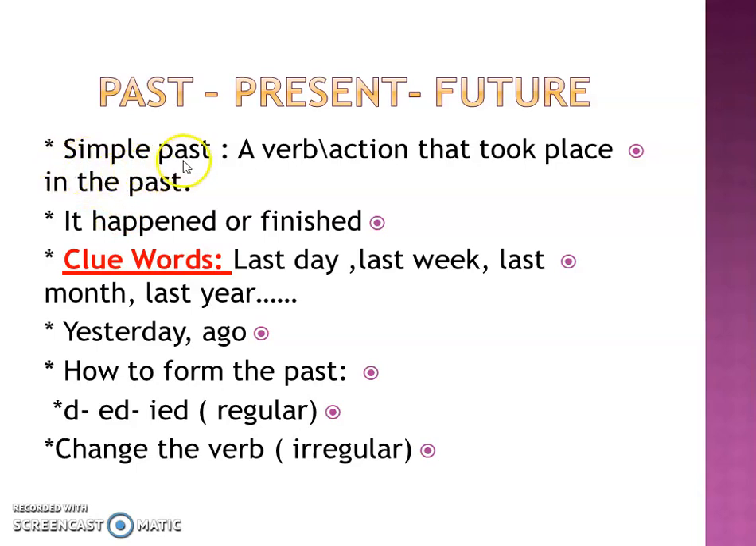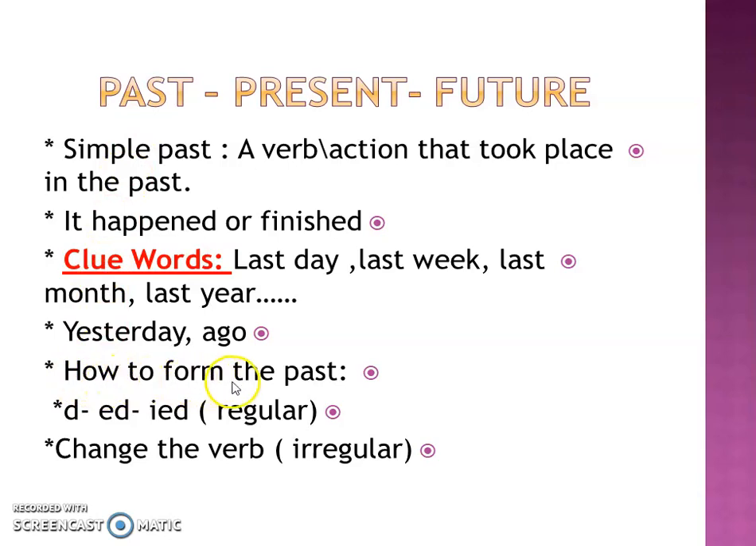What is the simple past? It's a verb or an action that took place in the past. Now, when we say in the past, it means that it happened or finished. Okay? Now, there are clue words, or words that show you the time of happening, like last day, last week, last month, last year, yesterday, ago. All of these words show you that your verb is in the past.